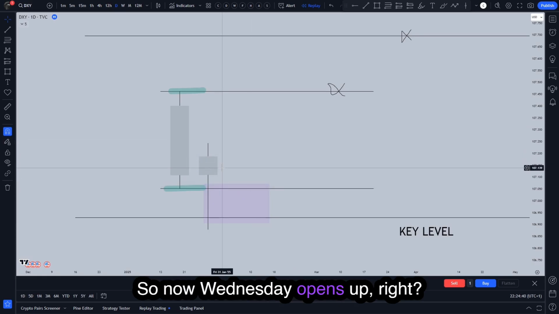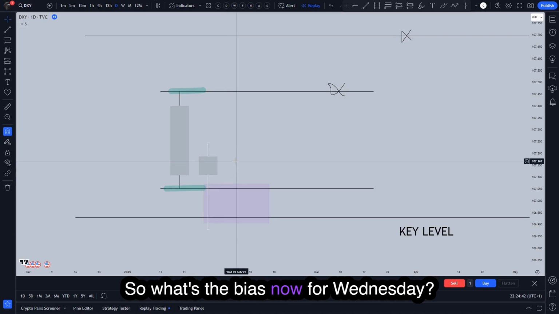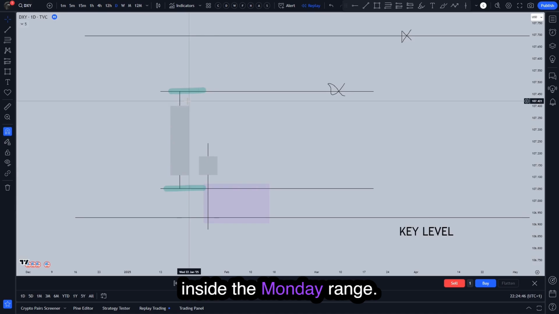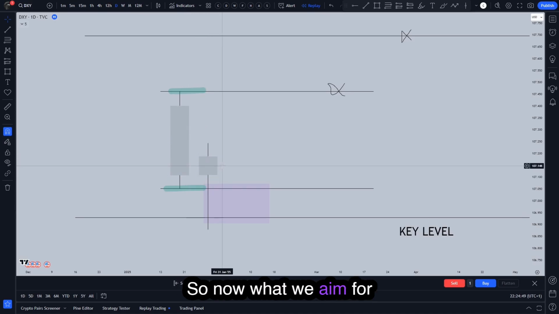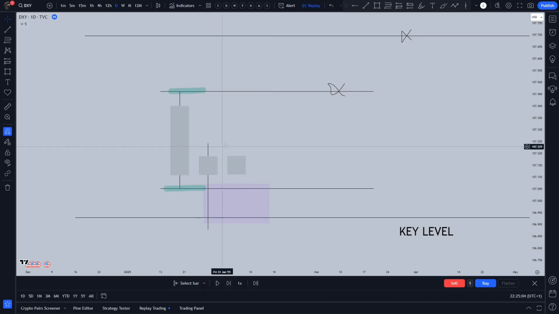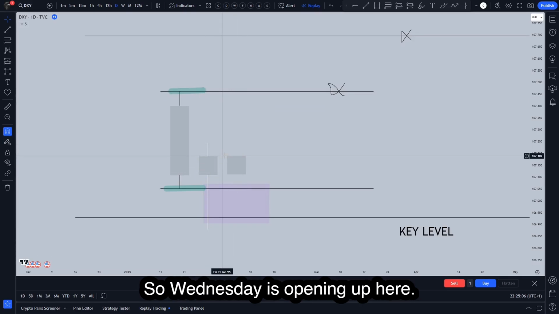So now Wednesday opens up, right? So what's the bias now for Wednesday? We hit the key level, closed inside the Monday range. So now what we aim for Wednesday is an expansion into at least the Monday range high. So Wednesday is opening up here.